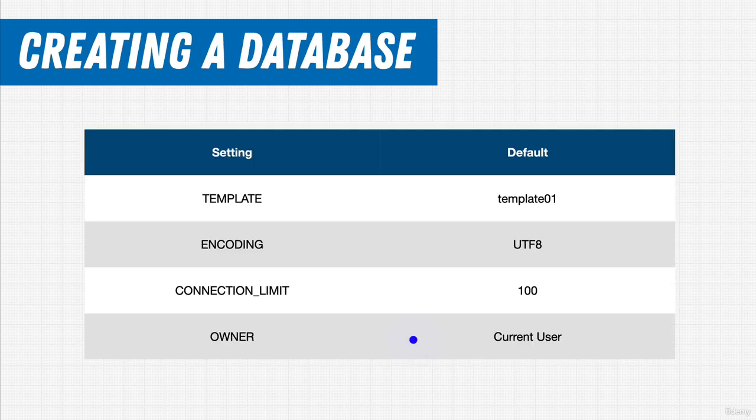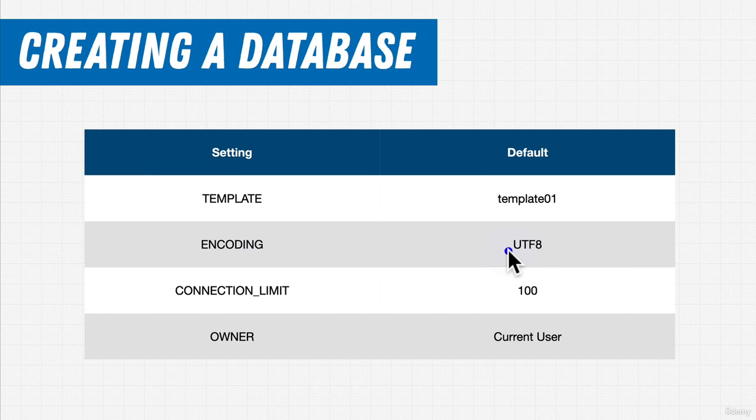I'm going to zoom into the subset that is most important for the purposes of this course. When we create a database, we may want to specify a different template. By default, the template is 01. We may want to specify an encoding. By default, the encoding is UTF-8. Never change this. UTF-8 is great. Don't even go play with the other encodings.